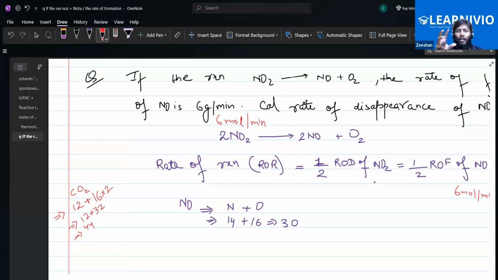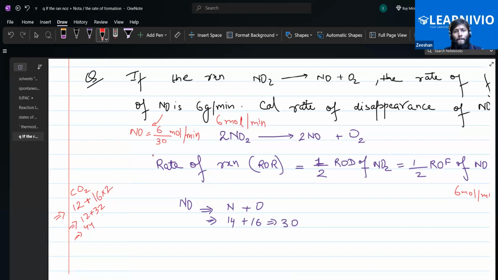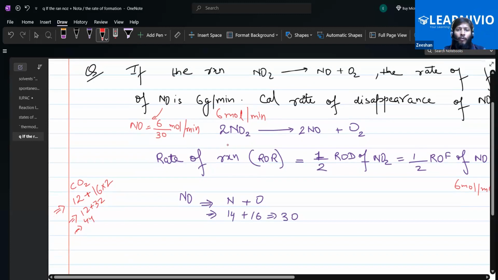Sir, in this question, are they saying that NO is 6 grams? Actually, according to this question, NO is 6 gram per minute. We have to convert this into moles. So 6 upon 30 is actually the rate in moles per minute. Okay. So now we will use this formula.